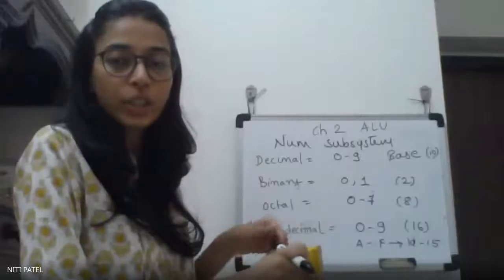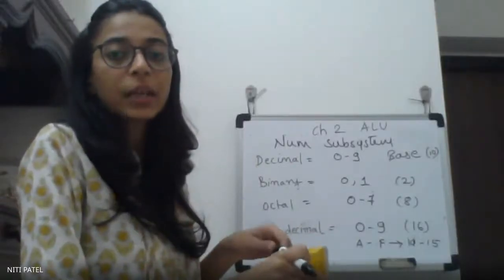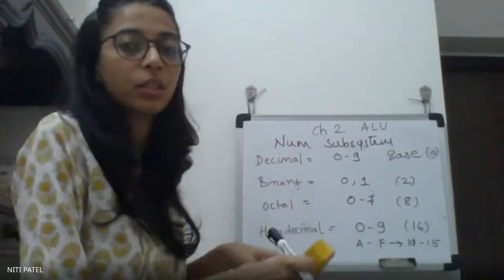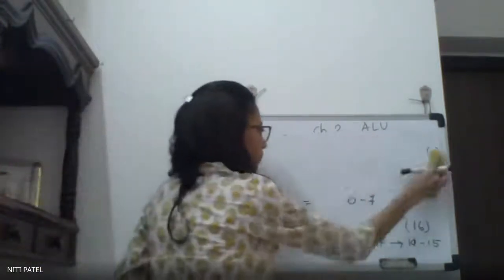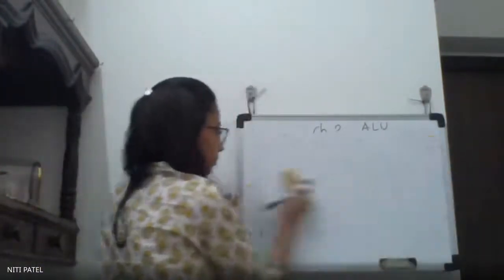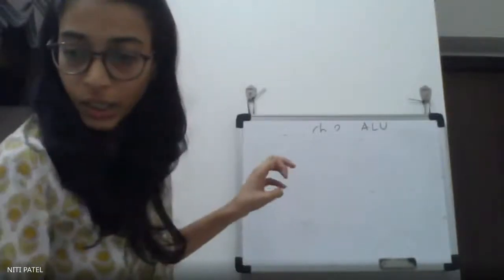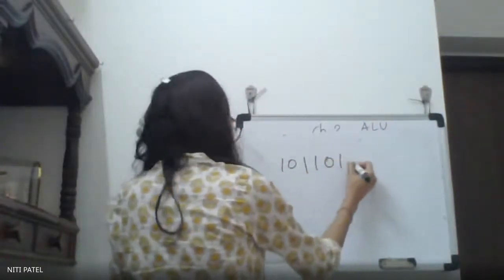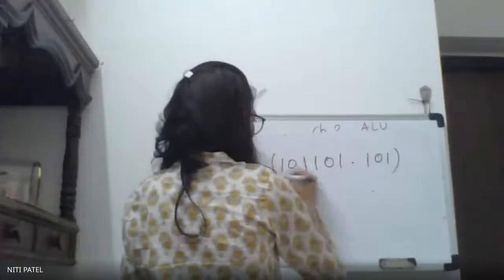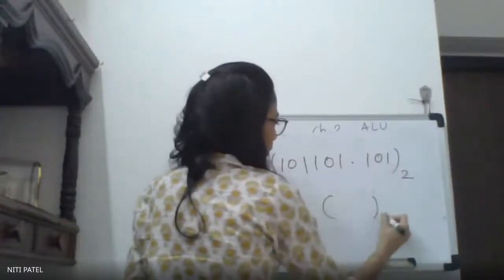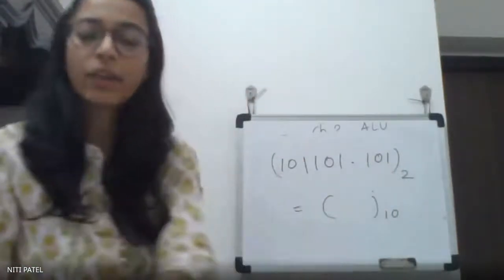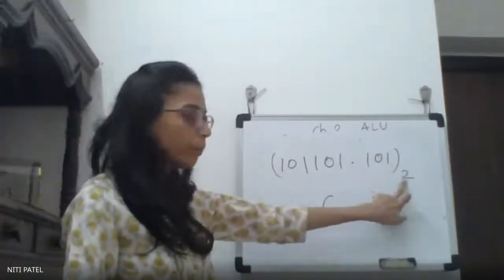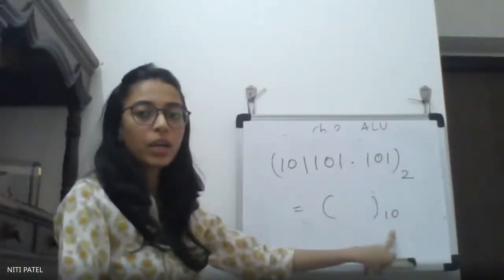Yes, ma'am. I will give you one question, and then you have to give me the answer by converting it into the respective number system. Okay. Take your notebooks. Convert the number 101101.101 into decimal. So I have given you a number in binary form. You have to convert the number into decimal form.